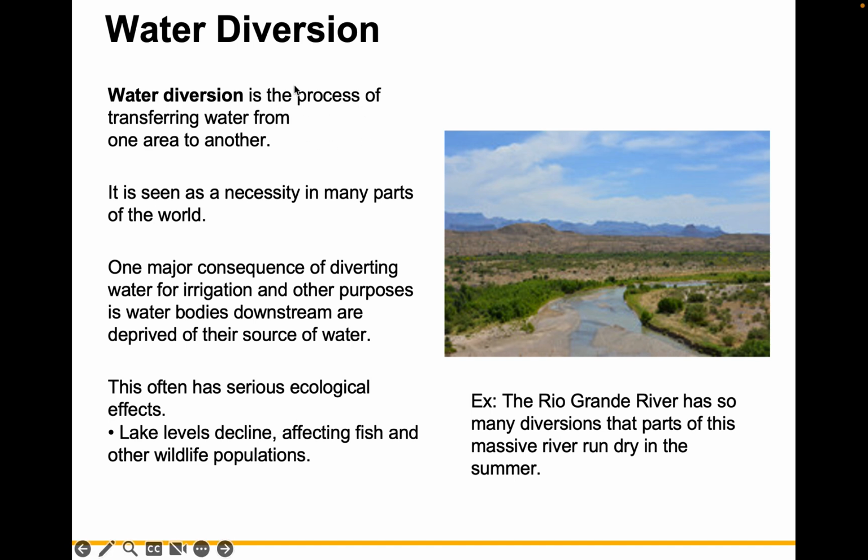And a really good example of water diversion is the Rio Grande River. The Rio Grande has been diverted a lot in the U.S. for agricultural purposes. But as a result, in some places, at certain times of the year, the Rio Grande runs dry. And that means that farms downstream who had previously been able to depend on that water don't have it.